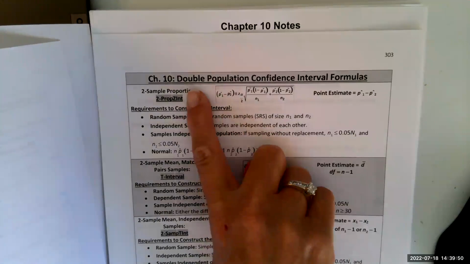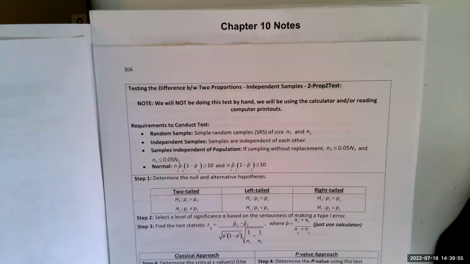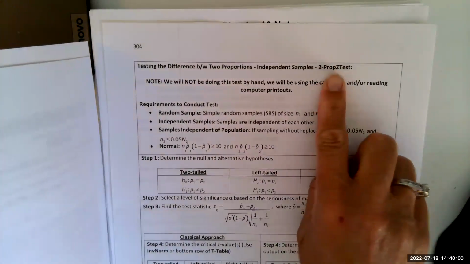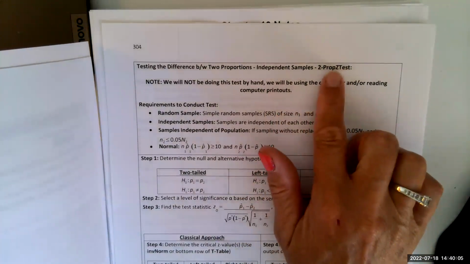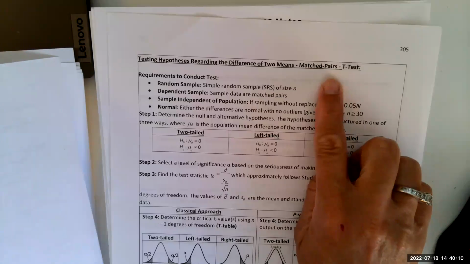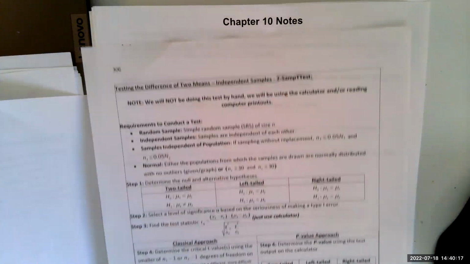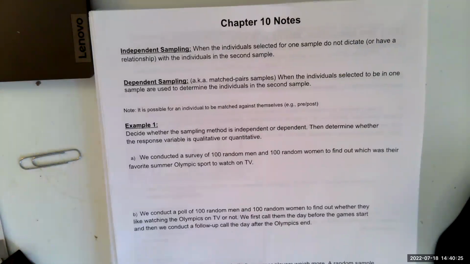And then this is chapter 10. This is about two populations. There's some confidence intervals. And then chapter 10, two proportion. We're not going to do it by hand, we're just going to do it with printouts, but you could use a TI-84. The difference in two means, there's a matched pairs. We're going to do this in Desmos. And then we're also going to do the two sample t-test in Desmos. Wanted to remind you about that.